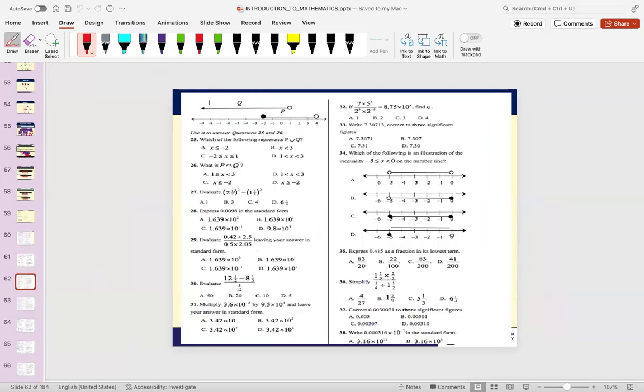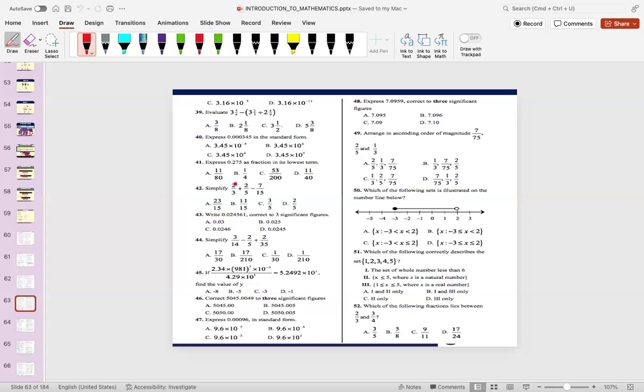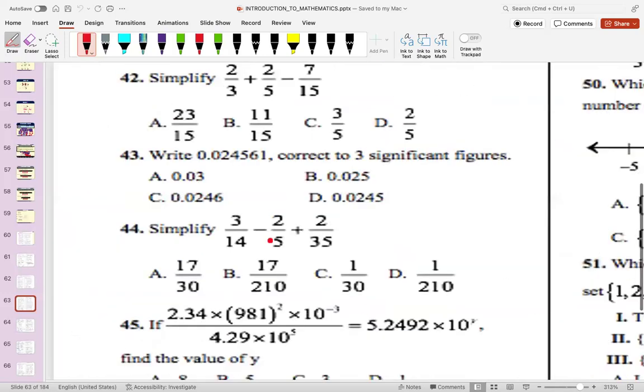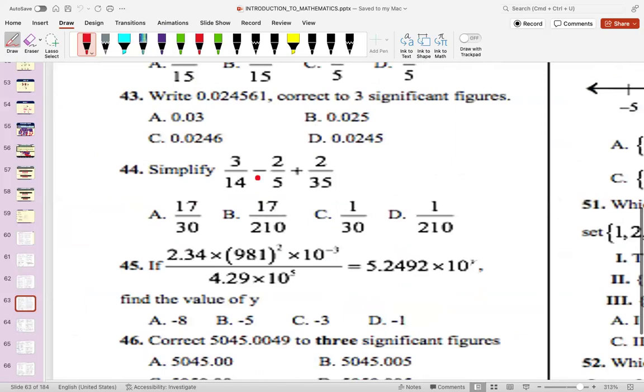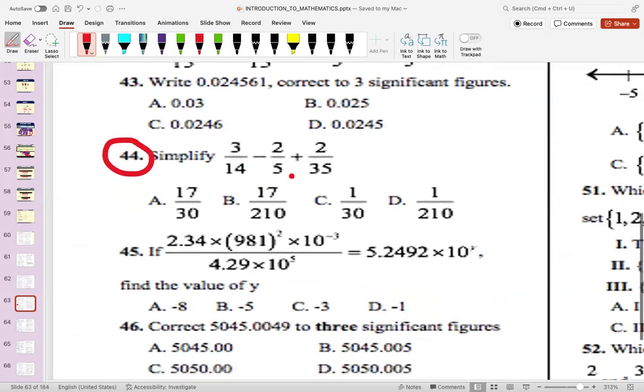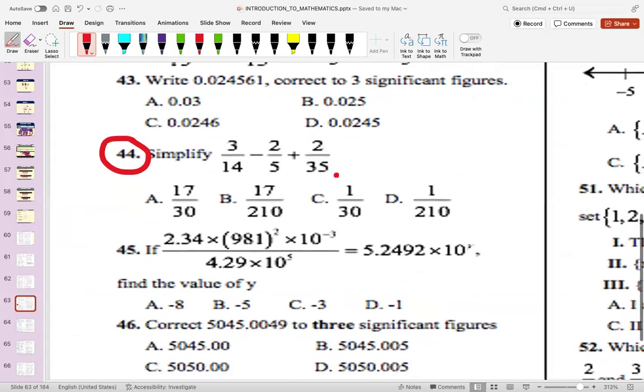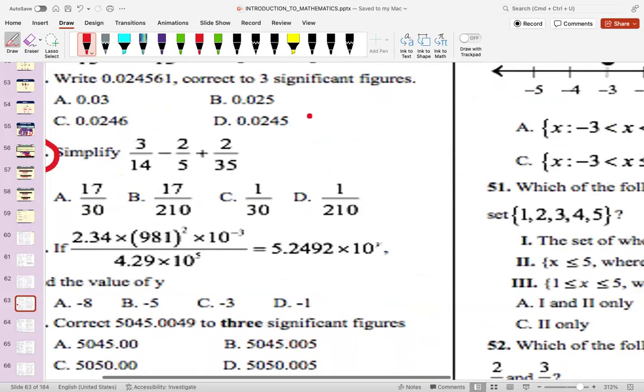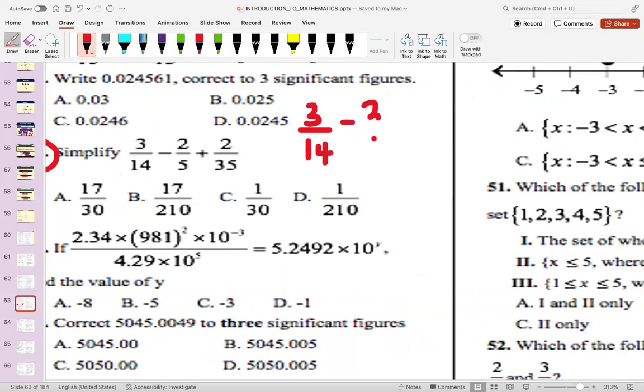So let's pick a question in a fractional form and solve and see whether we can have the results. So I'm doing question number 44. Simplify 3 over 14 minus 2 over 5 plus 2 over 35. Let's see whether we can do it and have our answer. So we have 3 on 14 minus 2 on 5 plus 2 on 35.